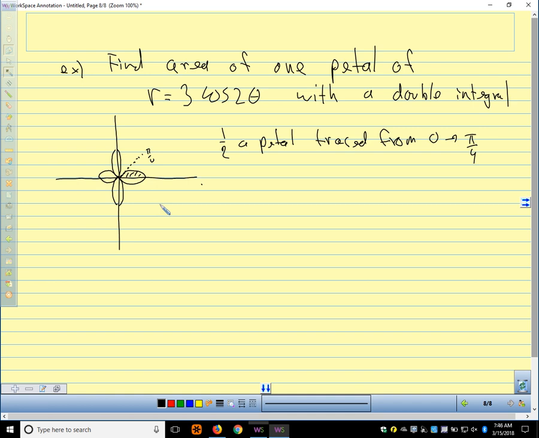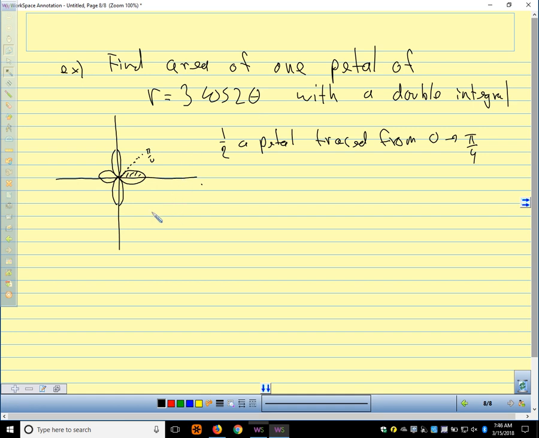Now the thing with the rose curve is this petal is graphed from 0 to pi over 4, but then from pi over 4 to pi over 2 it graphs half of another one. What's different is how you know what the angle is. I would say set this equal to 0: set r cosine 2 theta equal to 0 and solve for theta.